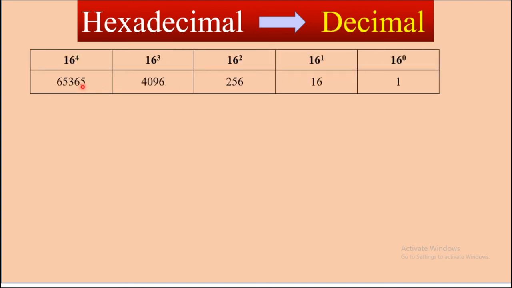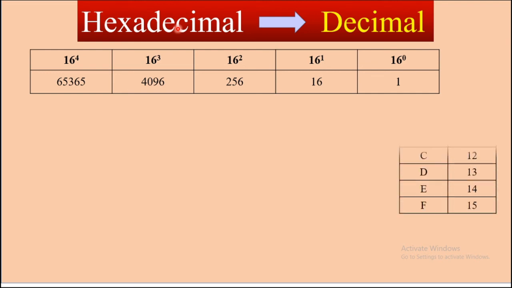Now we will move on to the last conversion, that is hexadecimal to decimal. Again this is a table for powers of 16. One more thing over here is, in hexadecimal there are a total of 16 digits from 0 to 9 and A to F. So here is the table for A to F, and these are the equivalent decimal numbers.